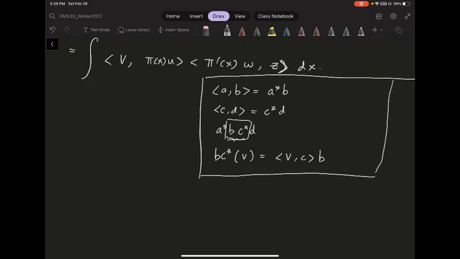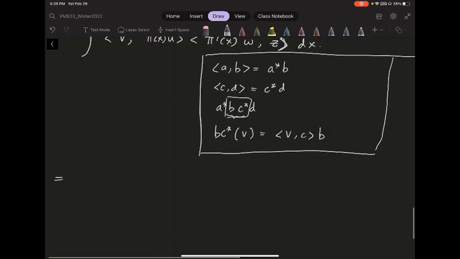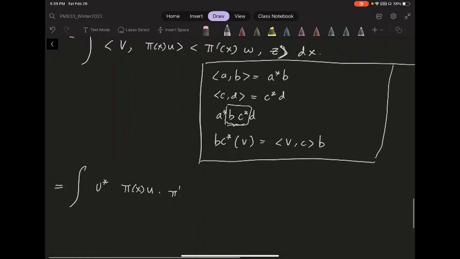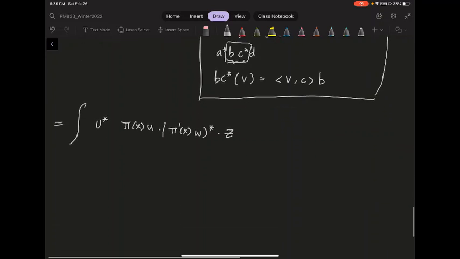I might have messed up a star or something, but the idea is that if you write it like that, using this notation, you end up with a v star in the front, inner product with this rank-1 operator, so you have pi of x u times pi prime of x w, the whole thing starred, and then you take the inner product applied to z.